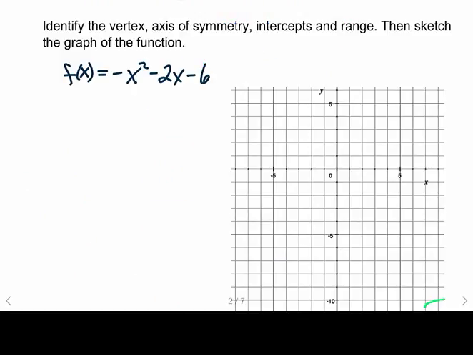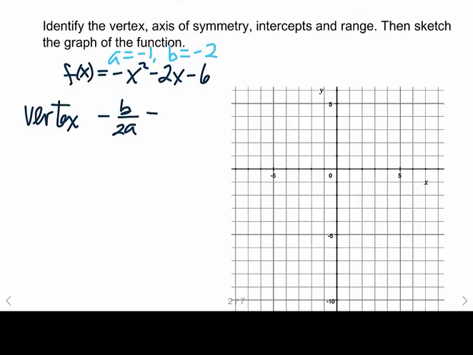We're given a function f(x) = −x² − 2x − 6, and we're asked to identify the vertex, axis of symmetry, intercepts, and range, and then sketch the graph of the function. These are the same things we've been asked for before. We're just going to do so in a slightly different fashion. So for the vertex, I'm going to use the formula. We're going to look at negative b over 2a. In this case, what we have is that a is equal to negative 1, the leading coefficient, the one on x², and b is equal to negative 2.